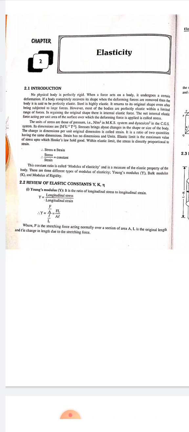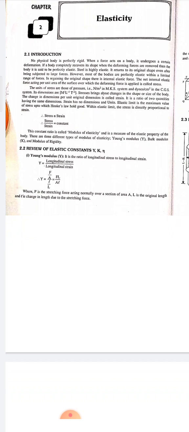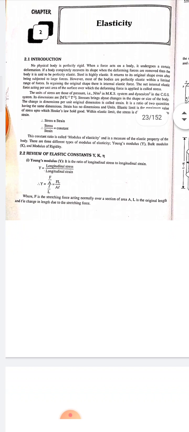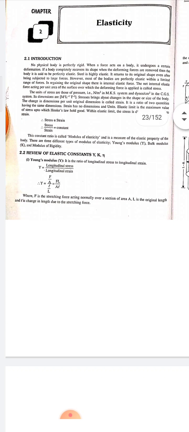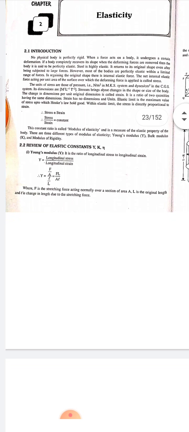There are three different types of modulus of elasticity: Young's modulus, bulk modulus, and modulus of rigidity, Y, K, and eta. Young's modulus is nothing but the ratio of longitudinal stress to longitudinal strain. That may come for the MCQ. Here you can see longitudinal stress divided by longitudinal strain. Stress is nothing but the force acting per unit area, that is F by A, and the strain is nothing but the change in, that we have seen.